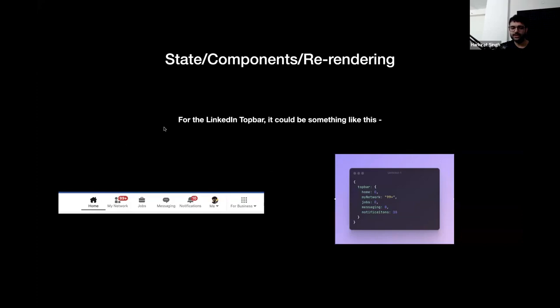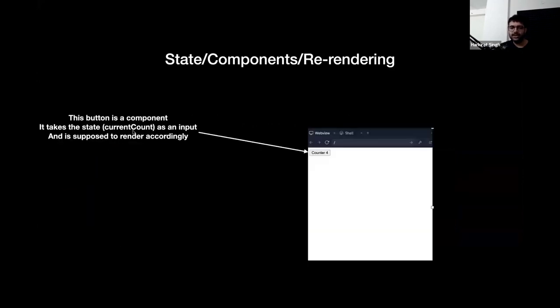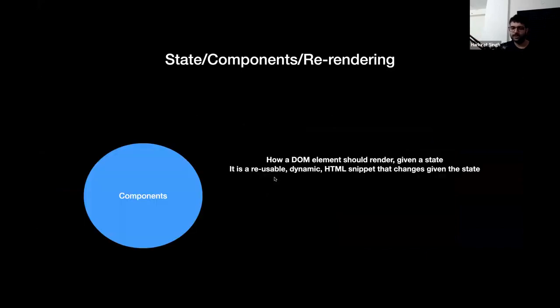Ki haan bhai, given a state, given 99 plus, I know I have to render like this. If this input state was 0, I know I have to render like this without any red thing on top. This part is called a component. Of course, that means this top bar has a bunch of components, and that is true for any application. You see any big application out there, it has thousands of components. So does the LinkedIn top bar.